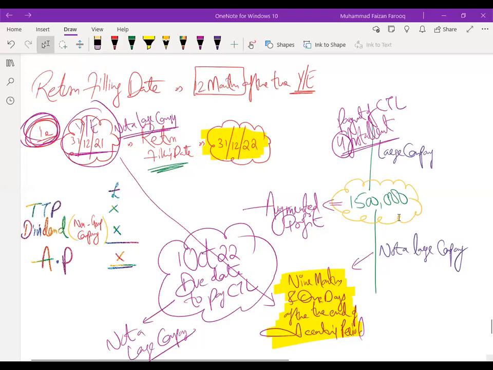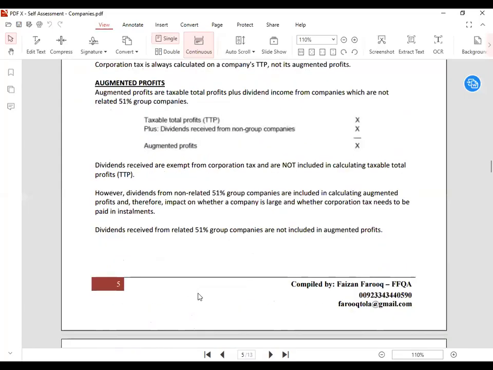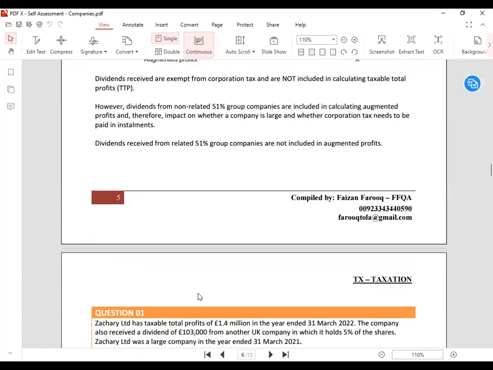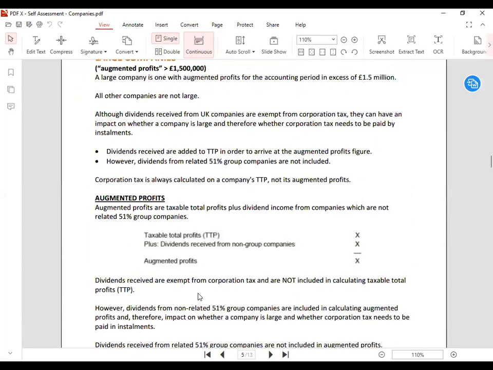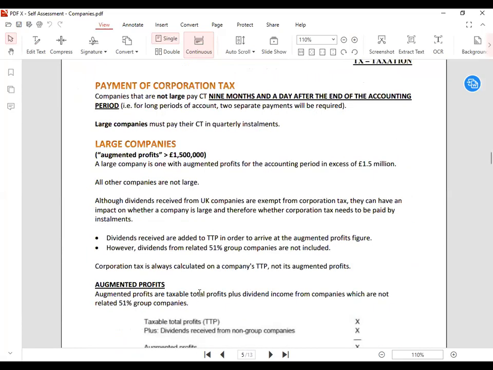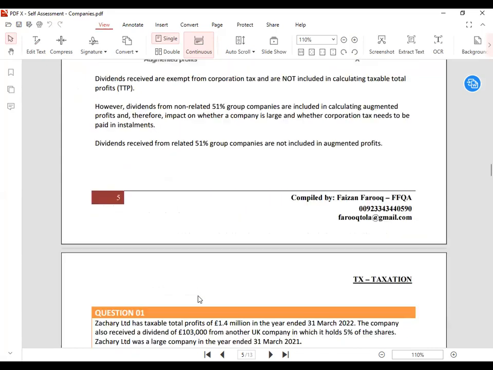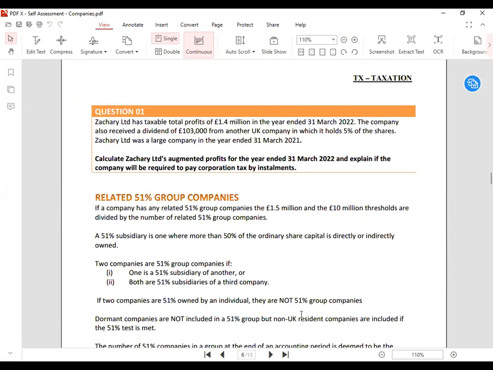What we discussed is for not-large companies, but now we will move forward and discuss large companies. How to calculate AP? You have question number one. I need you to read it, please.